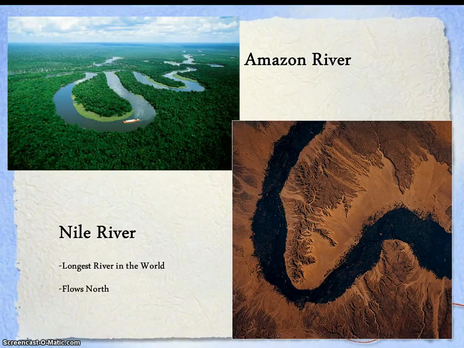I've talked about the Nile River. The Nile River is the longest river on the planet. It's also unique because it flows differently than every other large river on the planet. Most all large rivers are going to flow south, always high to low elevation, but the Nile River is going to flow north.